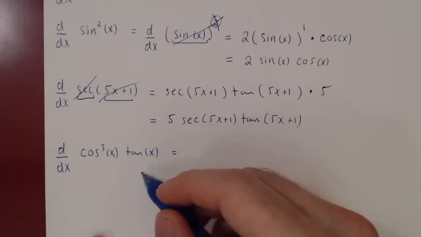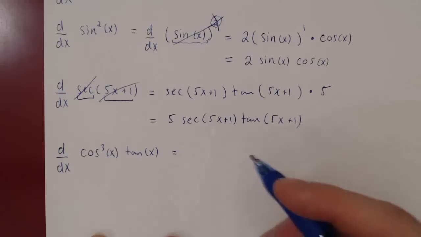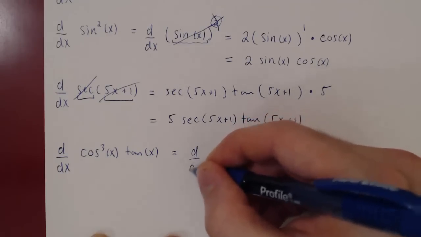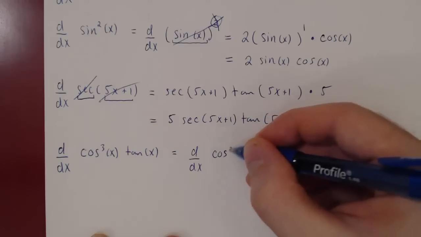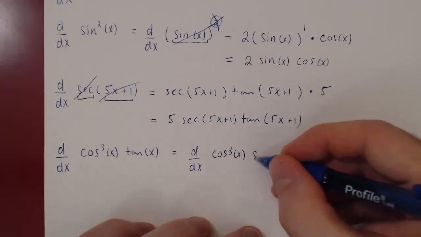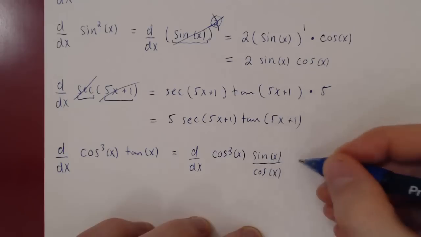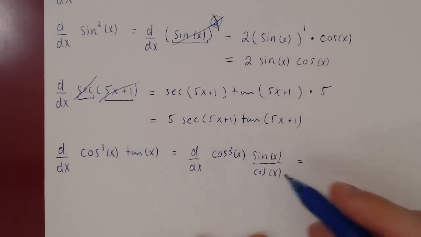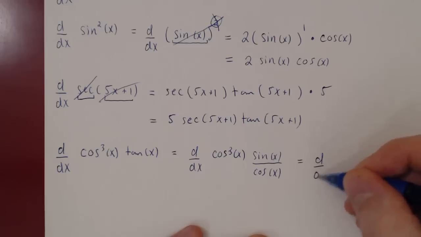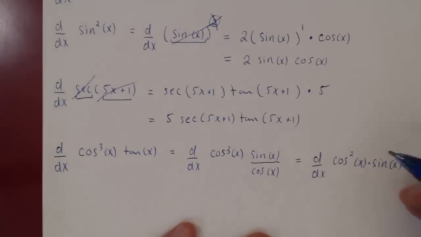remember, tan is sine over cosine, so you'll be able to cancel a cosine here and have a slightly simpler rule of differentiation. So you can write this as the derivative of cosine cubed of x times sine of x over cos of x. And now, cos cubed over cos gives you cos squared. So that would give you the derivative of cosine squared times sine of x. We have a product, cos squared times sine of x, so we must use the product rule.